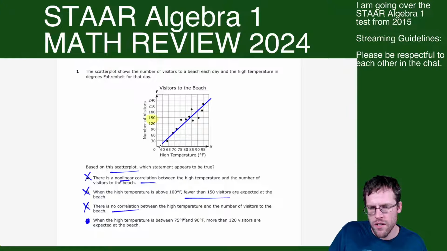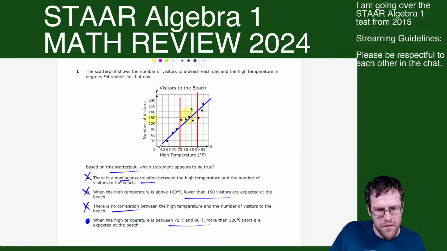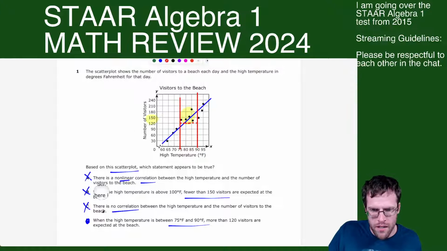But now if we really just zone in here, between 75 and 90 degrees Fahrenheit. So there's 75 degrees and 90 degrees Fahrenheit. Let's make that a bit neater here. So if we look between here and here, let's try that one more time. Okay, this is better. The points that we are looking at here, all of these points, we have more than 120 visitors are expected at the beach. Well, this is good because you see 120 is over here. And all of the points in this space here are above that dotted line. So choice D is definitely our answer.